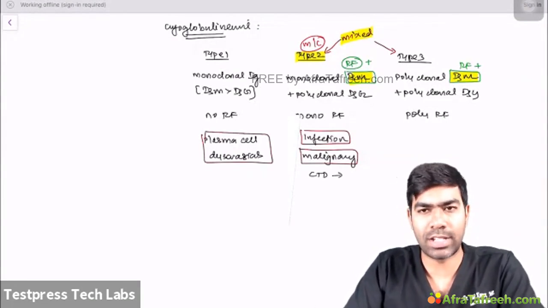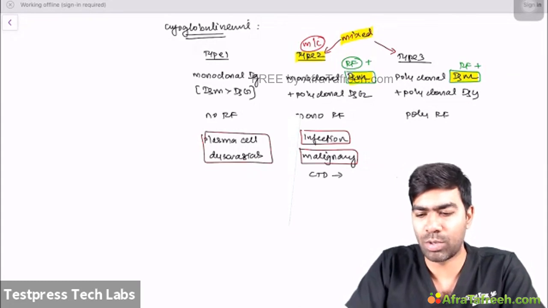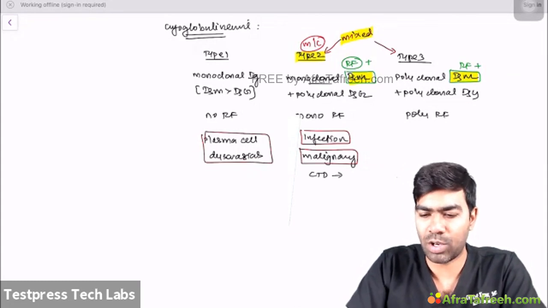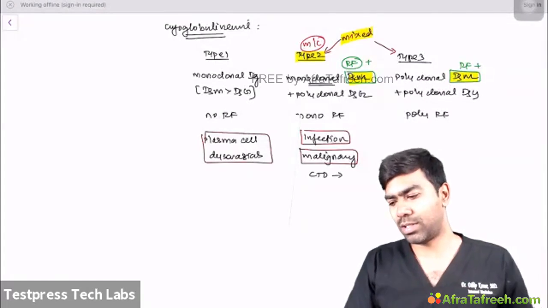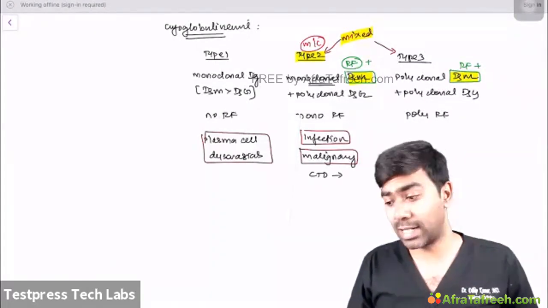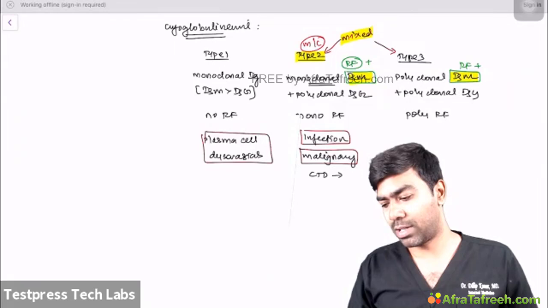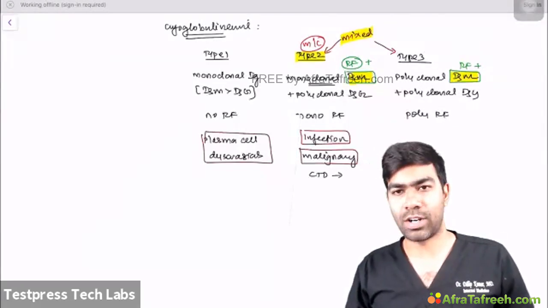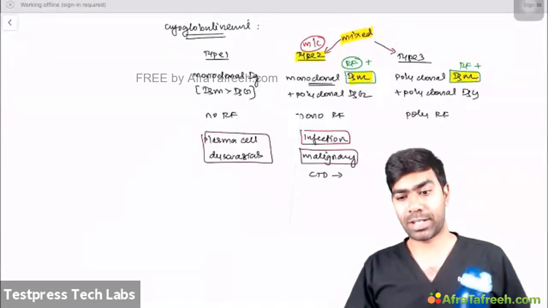But what is the most important CTD that produces these kinds of monoclonal immunoglobulins? Can you tell? From yesterday, we have been talking about one CTD which is known to produce monoclonal immunoglobulins, increasing the risk of developing non-Hodgkin lymphoma. What is that CTD we are talking about? From yesterday, I've been telling, isn't it?